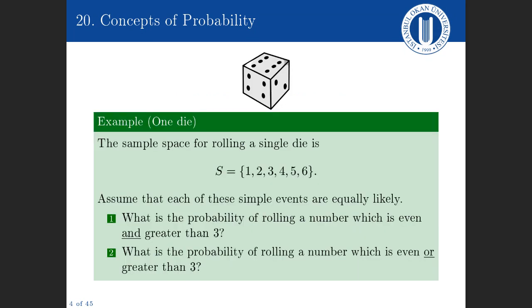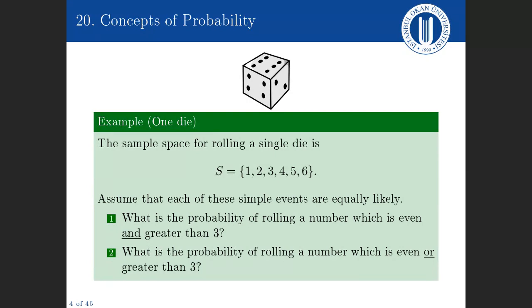I'm starting with an example using one die. You'll recall that the sample space for rolling a single die is the set S containing the numbers 1, 2, 3, 4, 5, and 6. That's all of the possible outcomes we can get from rolling a single die. And we're going to assume that each of these simple events are equally likely. In other words, we're going to assume that we have a fair die.